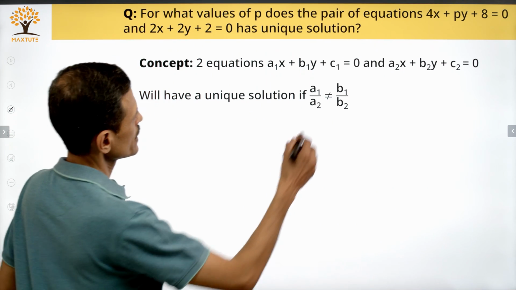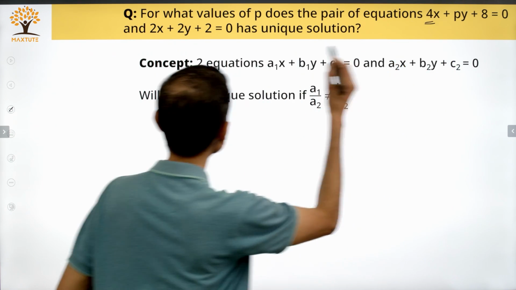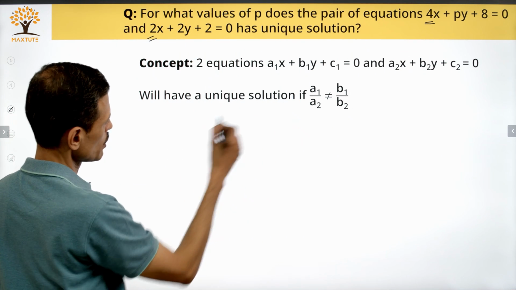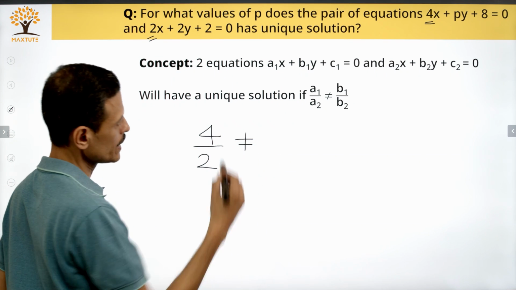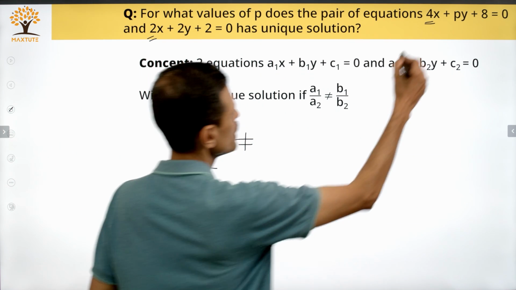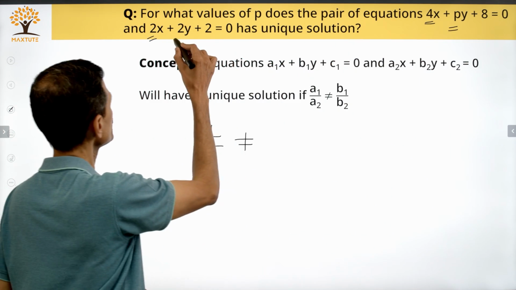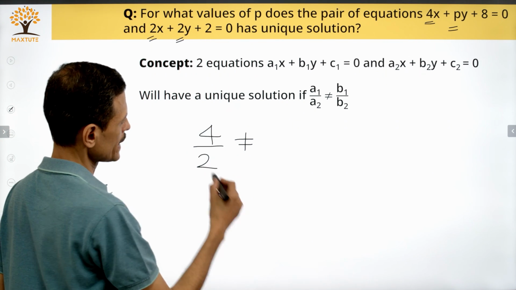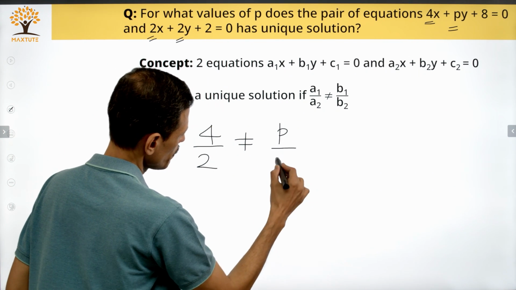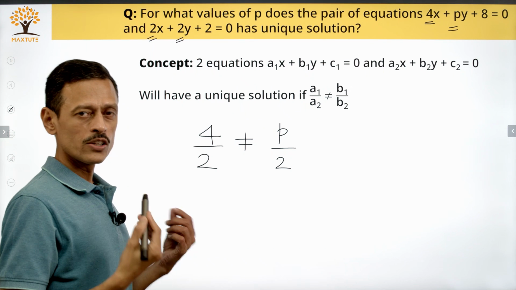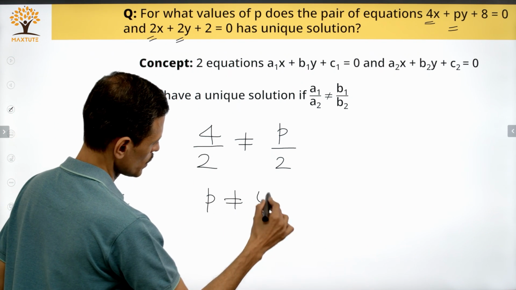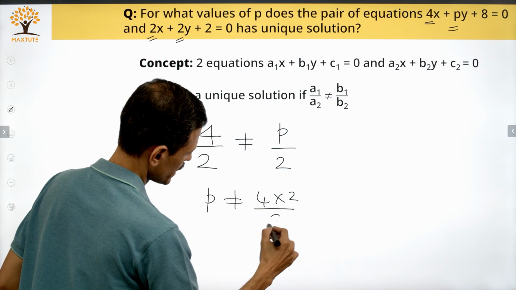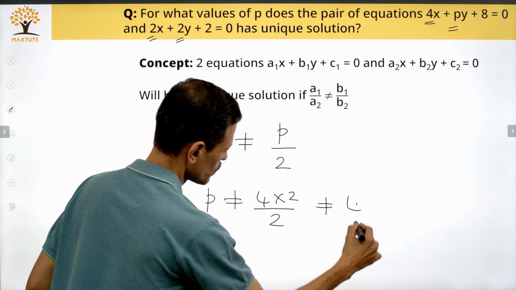What is a1 for us? a1 is equal to 4, a2 is equal to 2. So, a1 by a2 is equal to 4 divided by 2. This should not be equal to b1 by b2. b1 equals p and b2 equals 2. So, 4 by 2 should not be equal to p by 2. So, what values can p take? Cross multiply this 2, we will get p is not equal to 4 times 2 divided by 2, which means p should not be equal to 4.